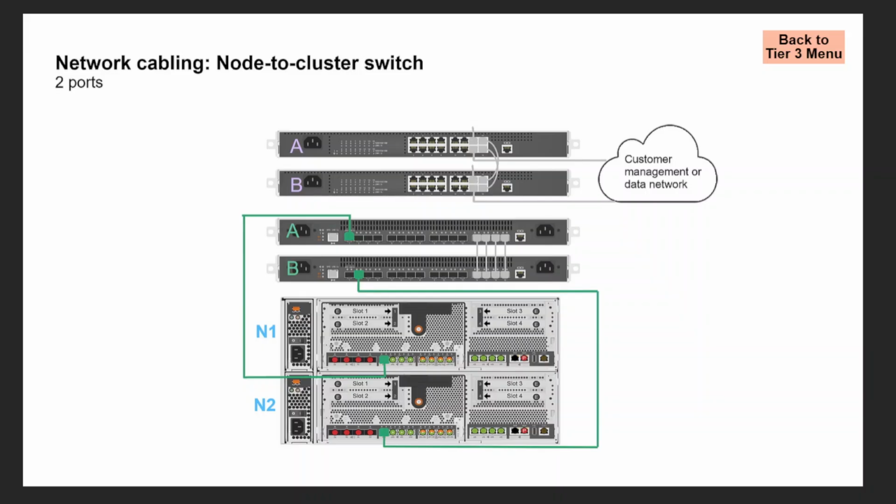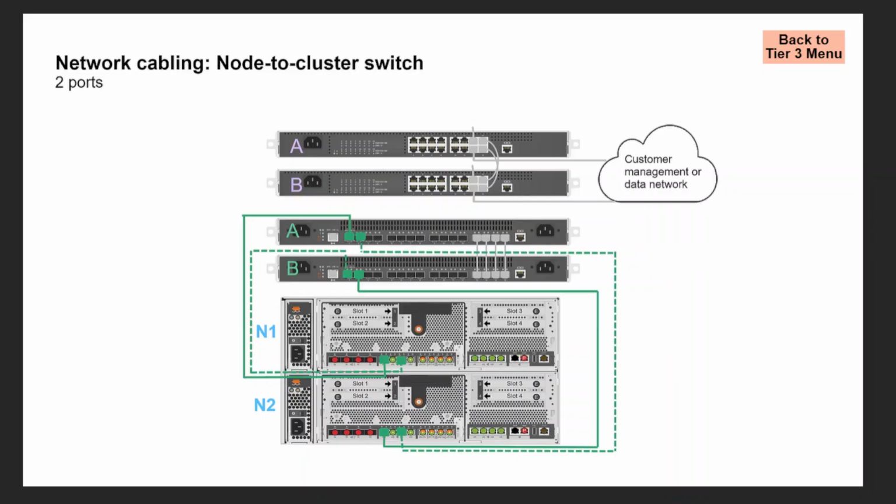As you did with the management switches, create redundant connections to the cluster switches. Skip port E0B and use port E0C to prevent an SPOF, which occurs if both connections are on the same ASIC. Connect Node 1 to port 1 of cluster switch B. Connect Node 2 to port 2 of cluster switch A.